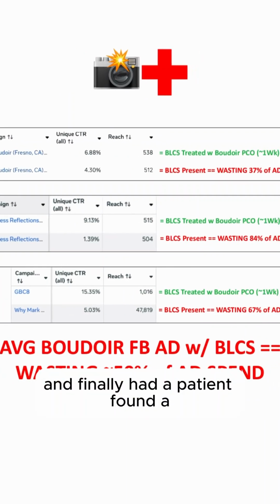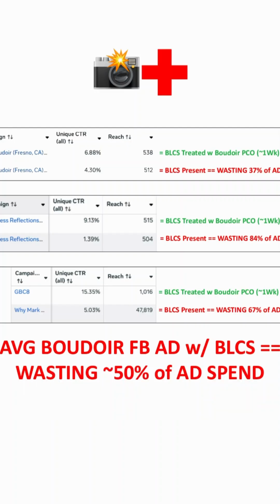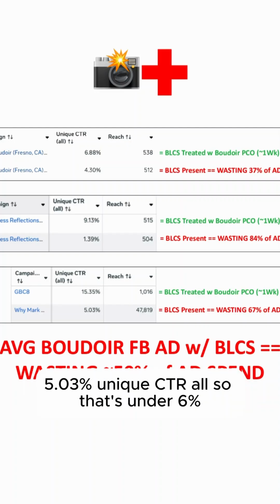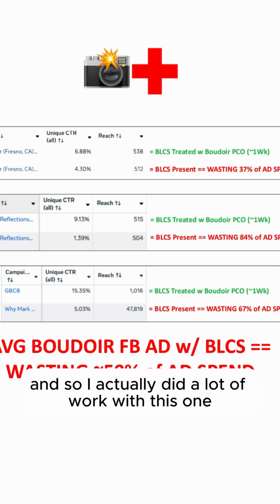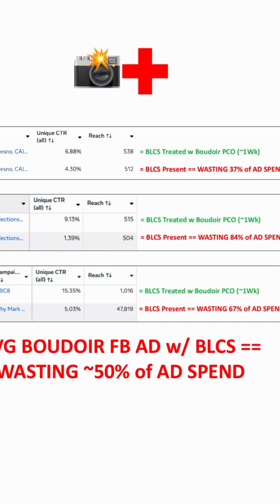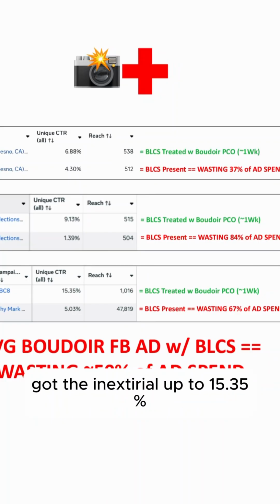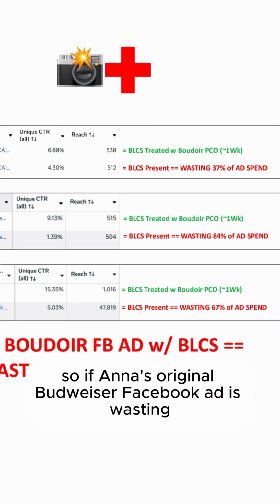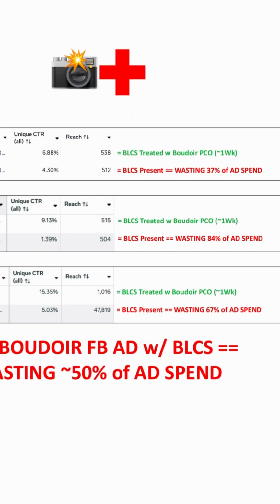And finally, had a patient find out his Boudoir Facebook ad. He had BLCS present, 5.03% unique CTR all, so that's under 6%. That's Boudoir low click syndrome. And so I actually did a lot of work with this one. Treated with Boudoir Pico, took about a week, got the unique CTR all up to 15.35%. So we found out his original Boudoir Facebook ad is wasting 67% of his ad spend.